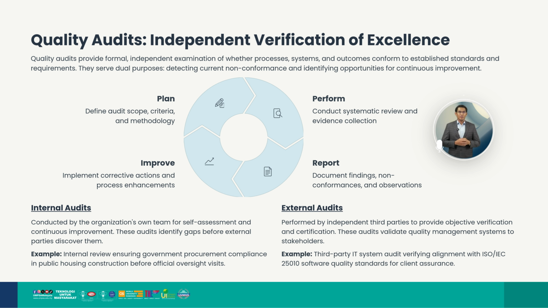In a public housing project, for example, an external quality audit might be conducted to ensure that the procurement process adheres to the government's regulations and that all materials meet the specifications set in the contract. In an IT project, an internal quality audit might review whether the development process aligns with recognized software quality standards such as ISO/IEC 25001. Such audits provide documented evidence of compliance, which is important for regulatory and contractual purposes, and they also help uncover inefficiencies or risks that may not be immediately apparent during day-to-day operations.